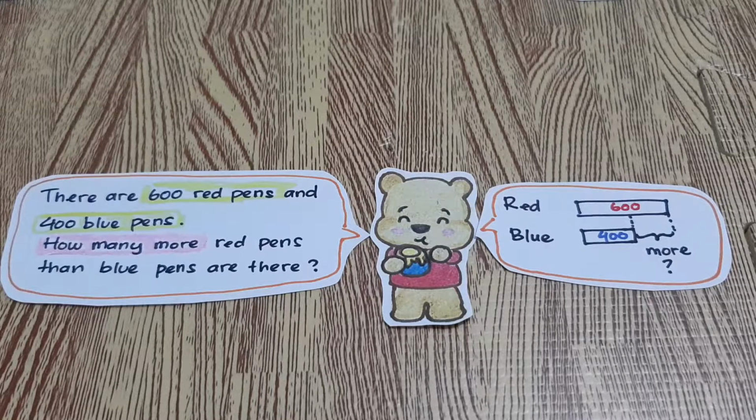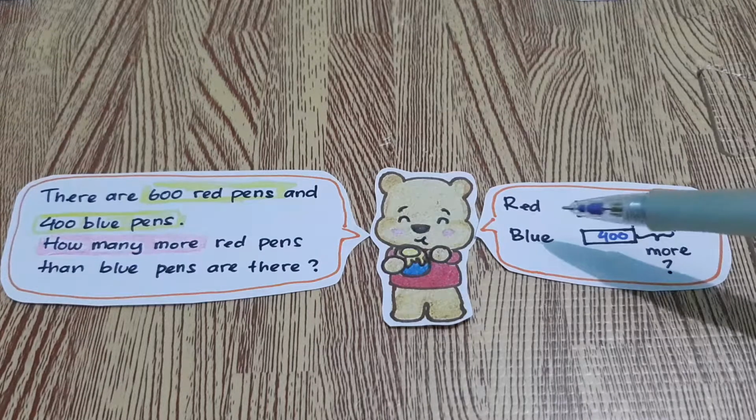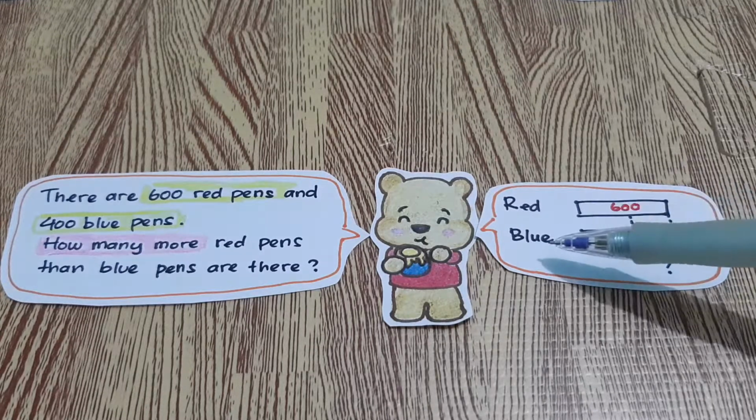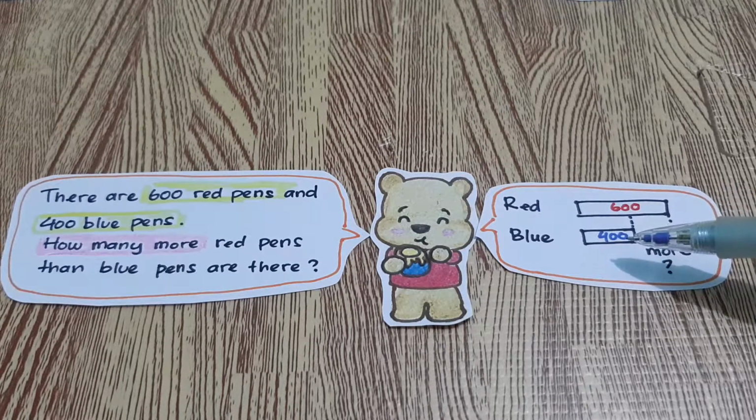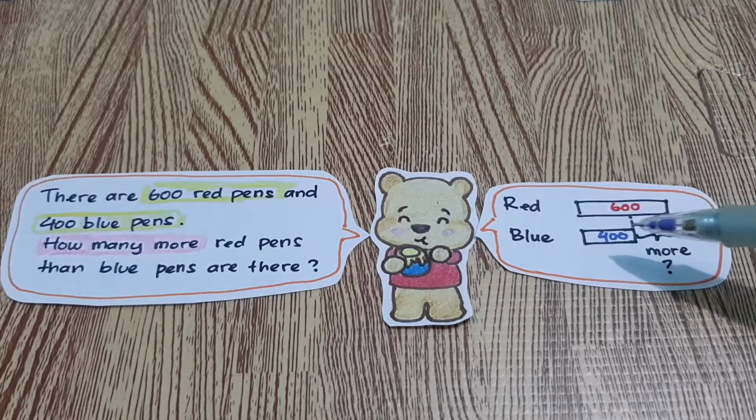The first sentence said, there are 600 red pens and 400 blue pens. Now, let's take a look at the model. I made red and blue like this since it's comparison. Red has 600 while blue has 400. The question is how many more red pens than blue pens are there? Okay, let's take a look at the model. If red is 600, blue is 400, it means red is longer than blue, right?